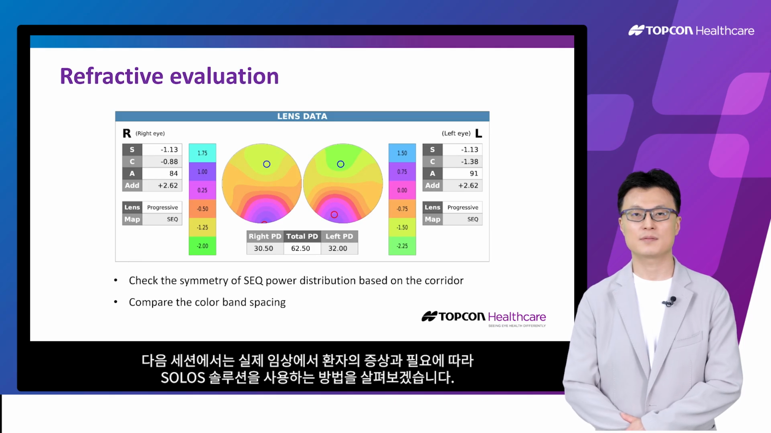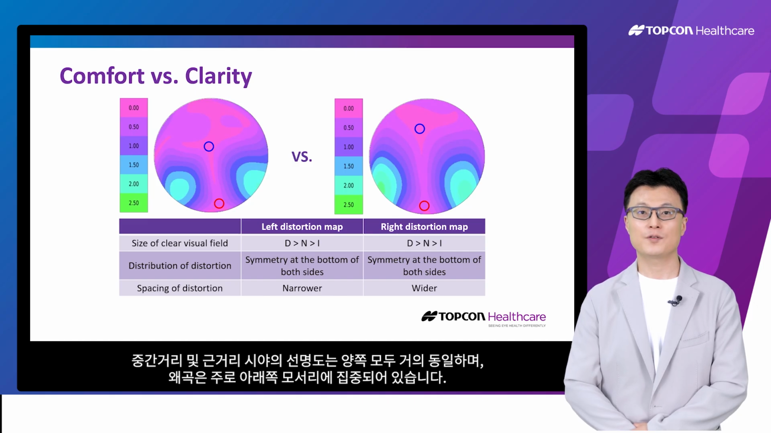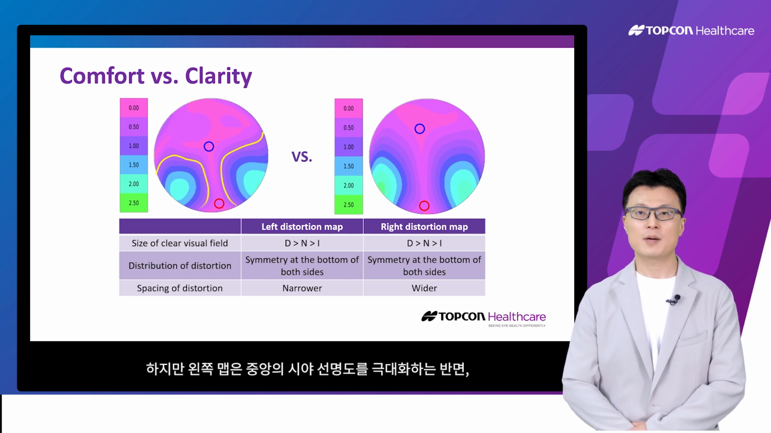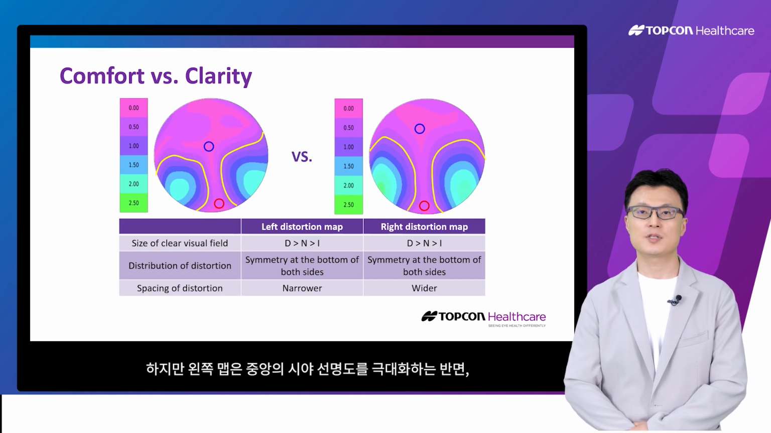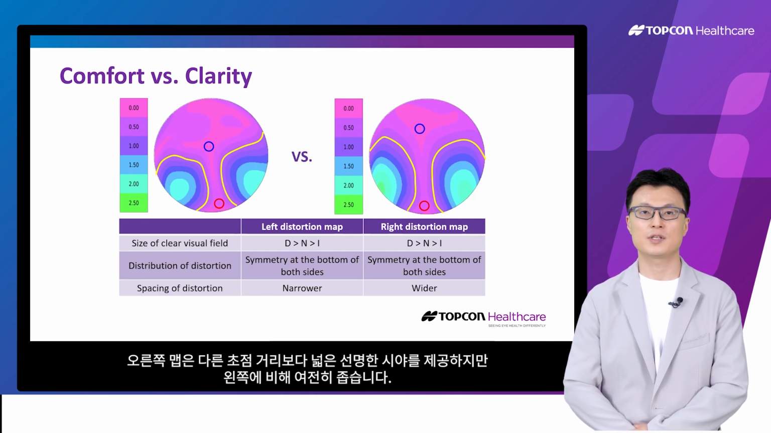If you look at the distortion maps on the left and right, you probably notice that they are quite similar. The sharpness of the field of view at intermediate and near distance is about the same on both sides, and distortion is mainly focused on the lower corners on both sides as well. However, the left map shows that it maximizes the sharpness of field of view at the center, while the right map has a sharp field of view that's wider than other focal distances, but still narrower compared to the left.